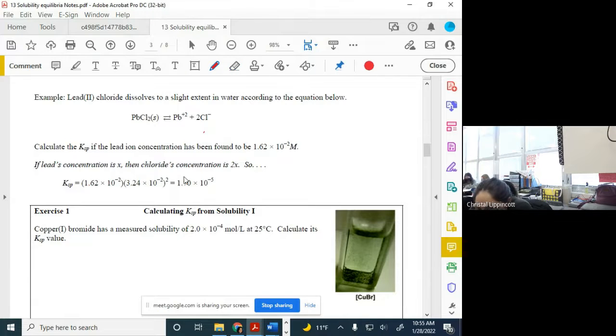They're telling us that our lead concentration here is 1.62 times 10 to the -2. So if this is our lead amount, how much would our chlorine amount be? Divided by 2... 3.2. Right, you're going to take this amount because this is 1, and you would have 2 of these formed for every one of these, because this is breaking up into 1 of these and 2 of these.